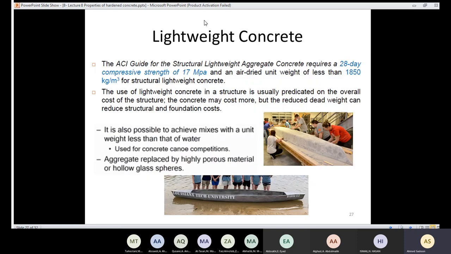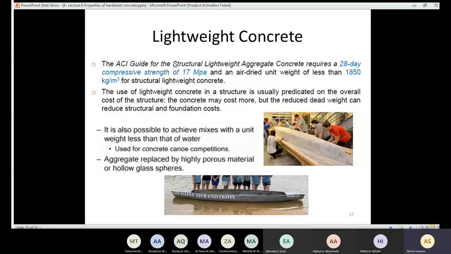Also, we have the lightweight concrete. As the name suggests, the concrete is going to have a low unit weight. So the unit weight of the lightweight concrete is going to be lower than the traditional concrete. According to ACI, the American Concrete Institute, regarding the structural lightweight concrete, it requires a 28 days compressive strength of 17 megapascal and an air dry unit weight of less than 1,850 kilogram per cubic meter for a structural lightweight.